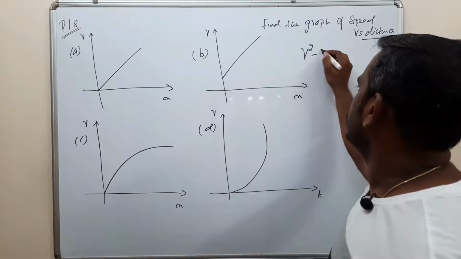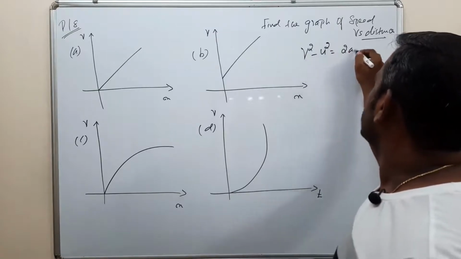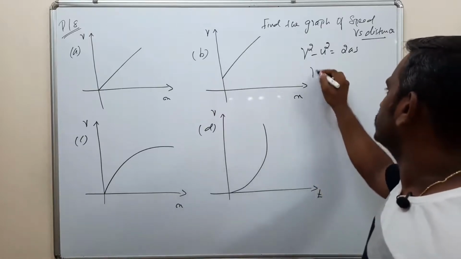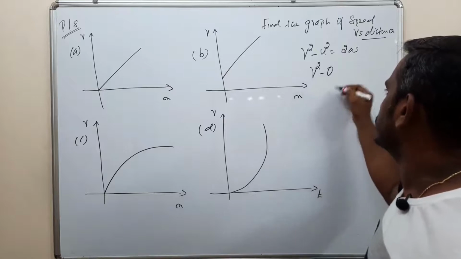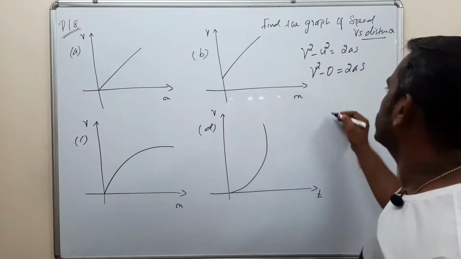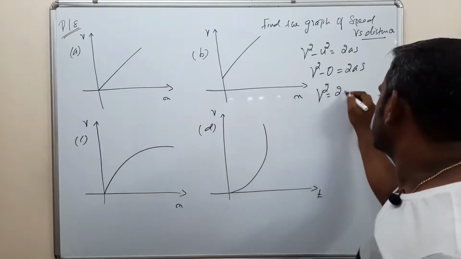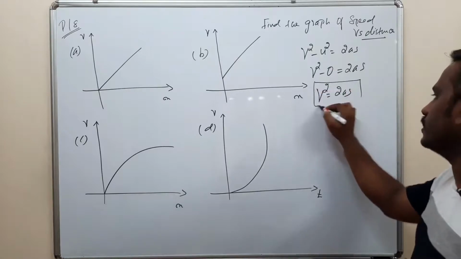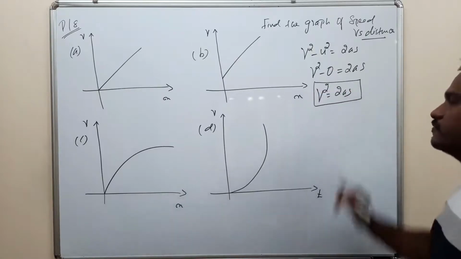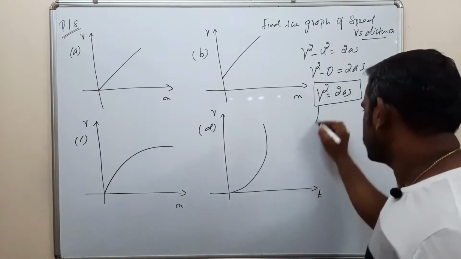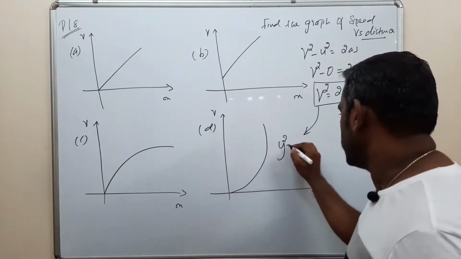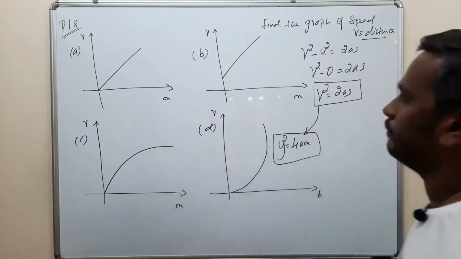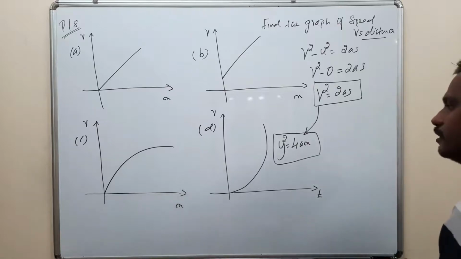I am using the equation v square minus u square is equal to 2as. The body starts from rest, so v square minus initial velocity 0 is equal to 2as. So v square is equal to 2as. The final velocity and displacement relation is like this: v square is equal to 2as. It is just like the equation y square is equal to 4ax, which is the standard equation of a parabola.